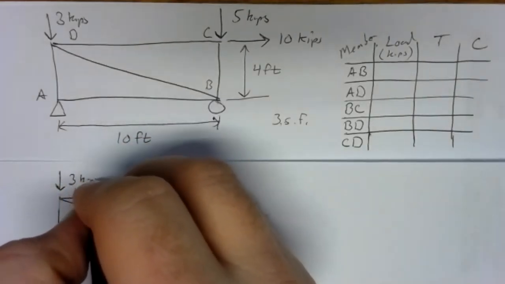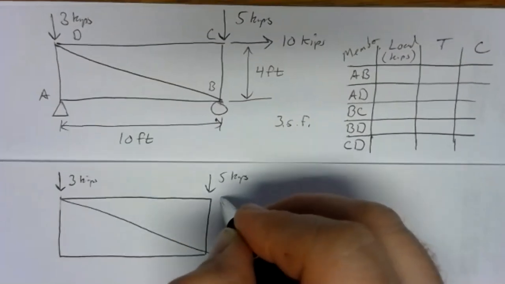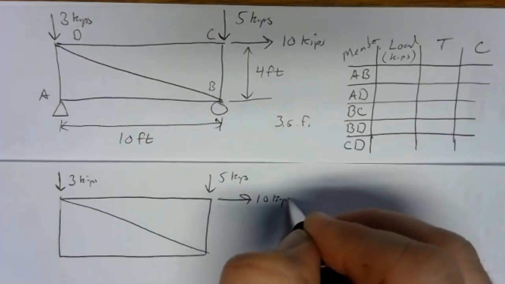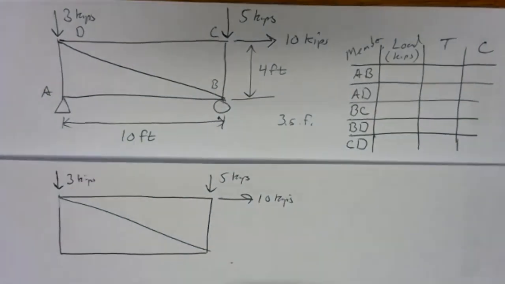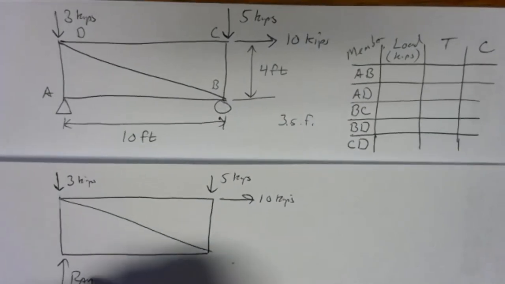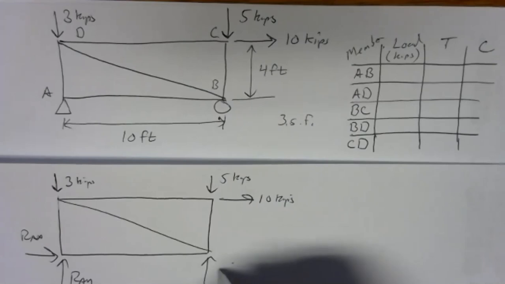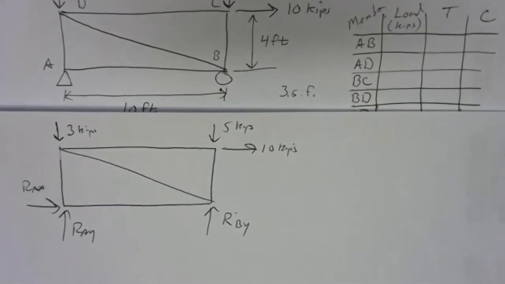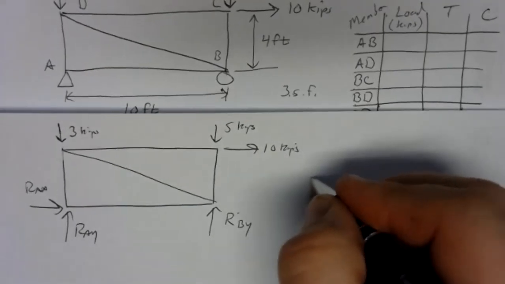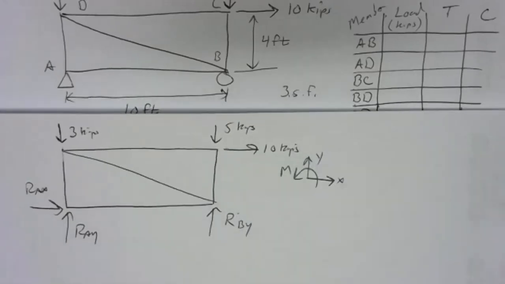We've got 3 kips there at A, or it's at D. We've got 5 kips here. We've got 10 kips there. Then we've got our reactions at our supports. So we've got a pin support at A, so that's going to generate an RAY and then RAX. And then we've got a roller at B, so that'll be RBY. So there's our free body diagram of our external problem, coordinate system, X, Y, and moments. So let's build up our equation.